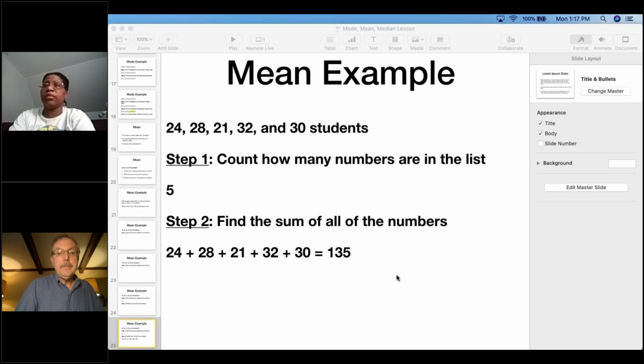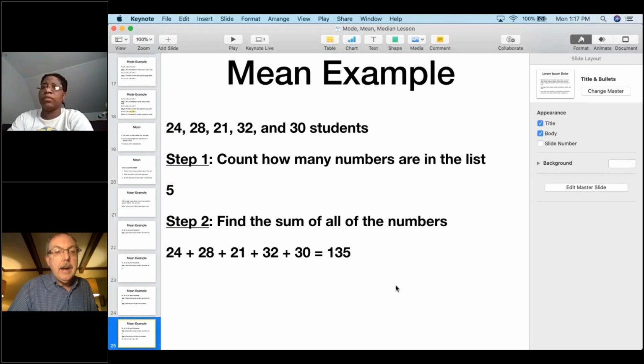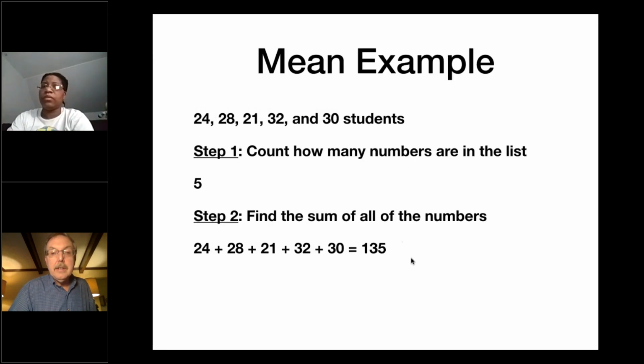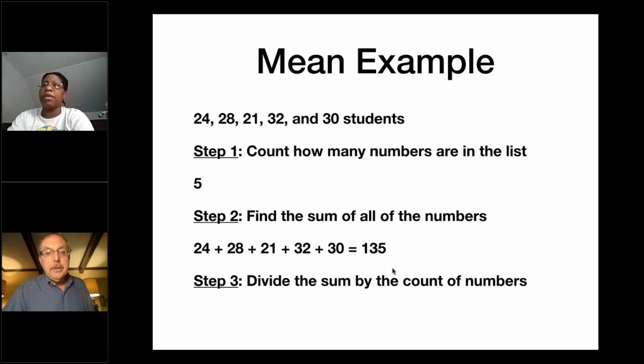So we can see that we've added them up. We've gotten 135. Now our next step is to do that division. Let me go back into this. The next step is to do that division. So we want to divide that 135 by 5. So it'd be 135 divided by 5, or another way to say that is 5 into 135. So let's look at that. We'll go ahead and do that one too by hand, just because that's good practice.